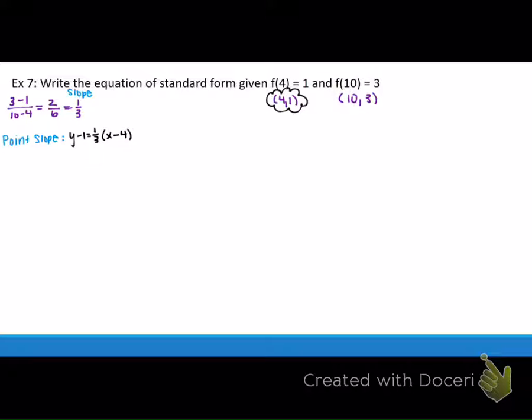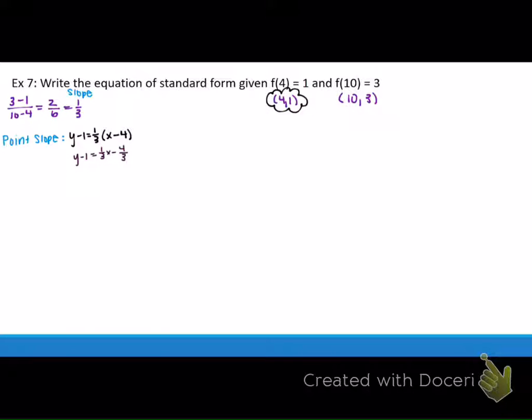So now we have to get that into slope intercept, because we go through point slope to get to slope intercept to get to standard form. So Mike, what would you do to get that into slope intercept? y equals mx plus b. Starts with a D. There you go. So we distribute 1/3 and we get negative 4 over 3.